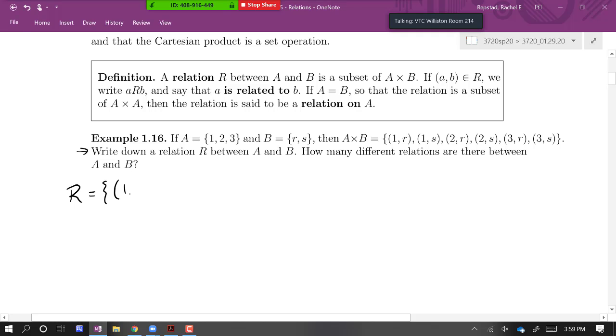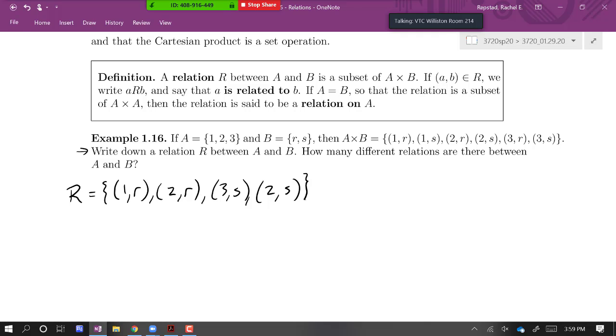Maybe I pick 1R, and I could pick 2R, and I could pick 3S and 2S. Nothing special about those 4 that I picked. I just picked some collection, some subset of that Cartesian product. There are lots of possibilities.